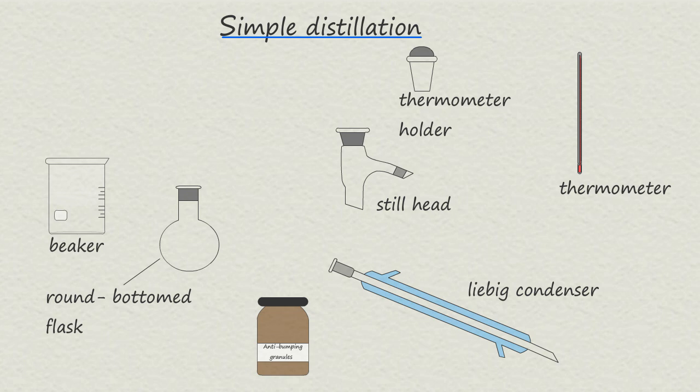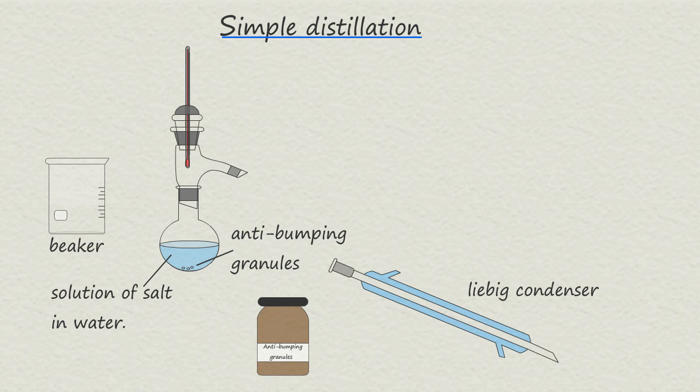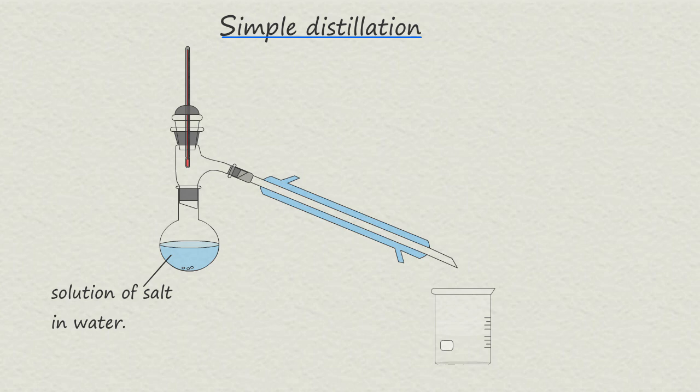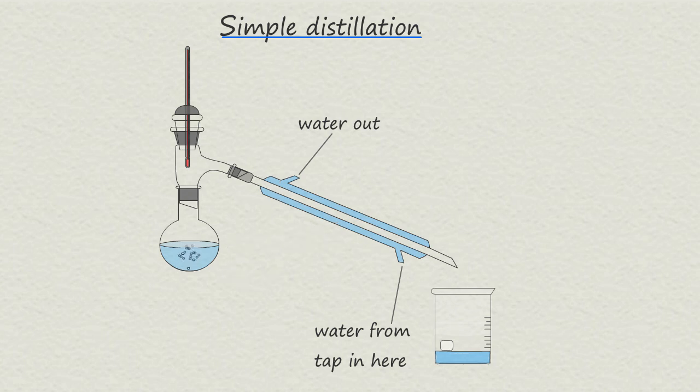To separate out the water from the salt, the solution is placed in a round bottom flask and a few anti-bumping granules are added. These are needed to ensure that the salt solution boils evenly and smoothly. Next, a still head is placed on top of the round bottom flask, along with a thermometer holder and a thermometer, and finally a Liebig condenser is attached to the still head. The Liebig condenser is essentially a tube within a tube. It consists of an inner tube which is surrounded by a cooling jacket of cold water from a tap.